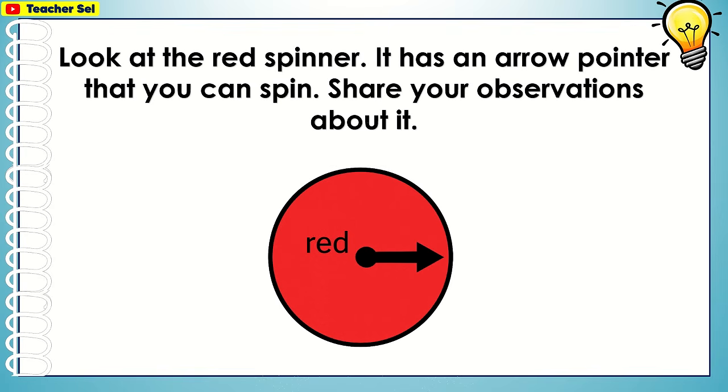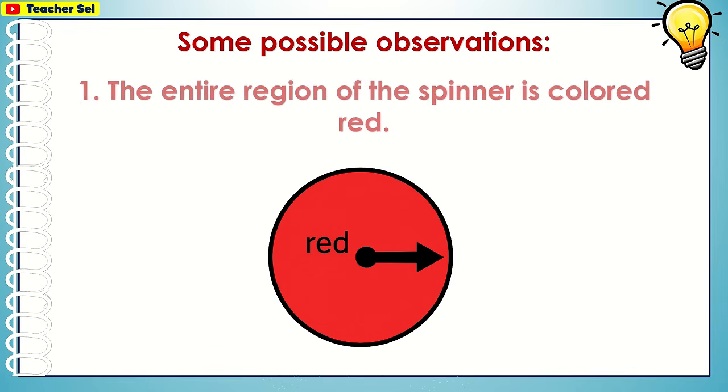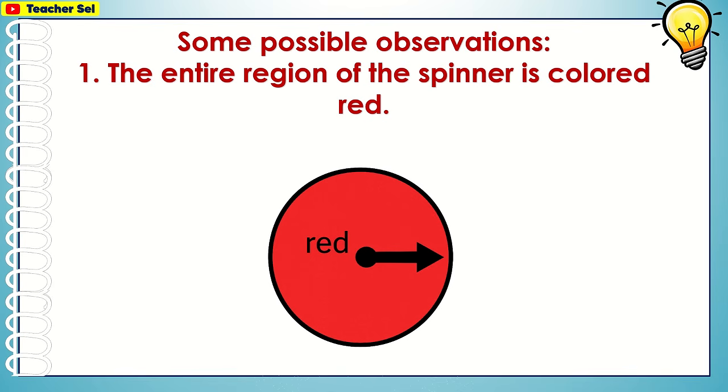Look at the red spinner. It has an arrow pointer that you can spin. Share your observations about it. The entire region of the spinner is color red. The spinner is round.